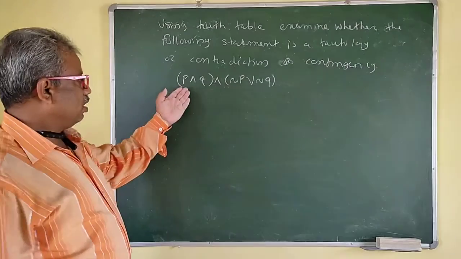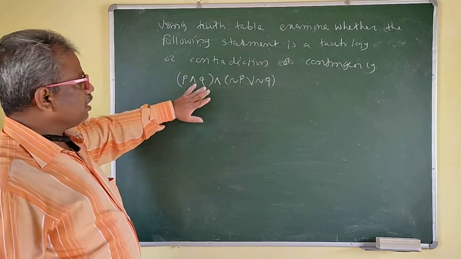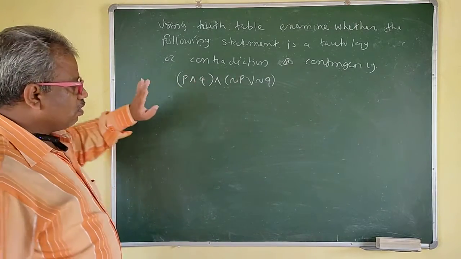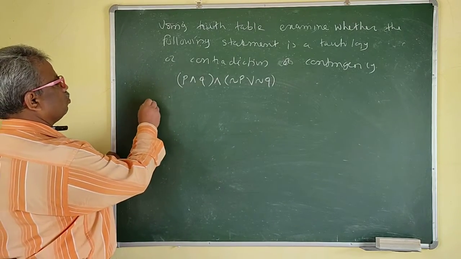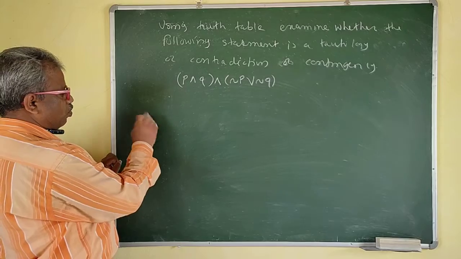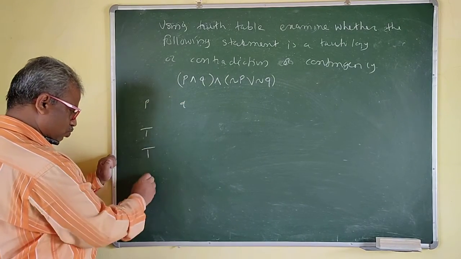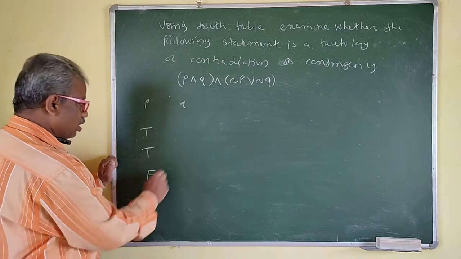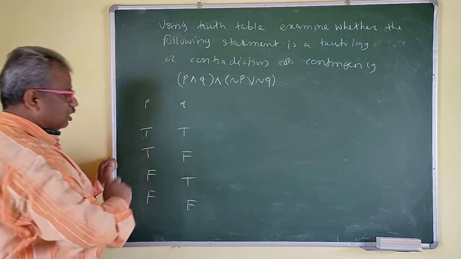Now we'll see this statement pattern. We'll check whether this statement pattern is a tautology, contradiction or contingency. With the help of the truth table, we can identify this. There are two letters, so there are four rows. So this is P, Q: first two T, two F, then T, F, T, F.